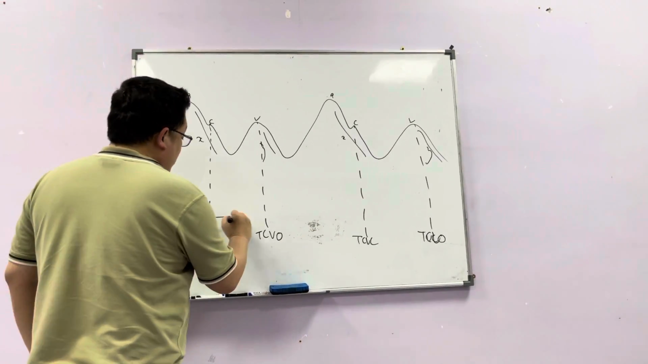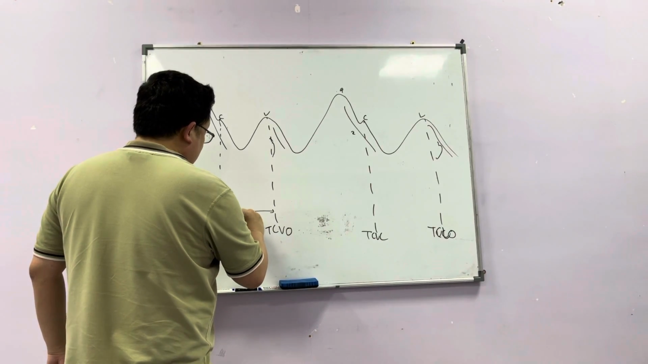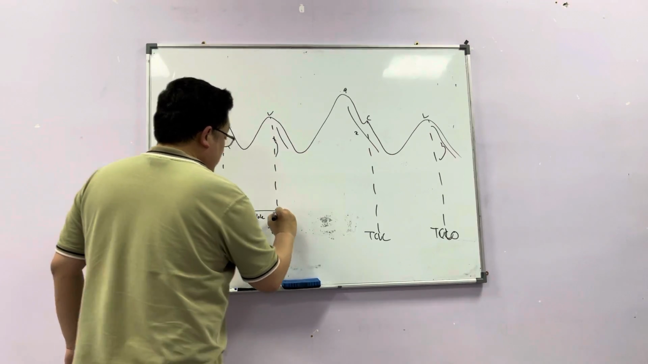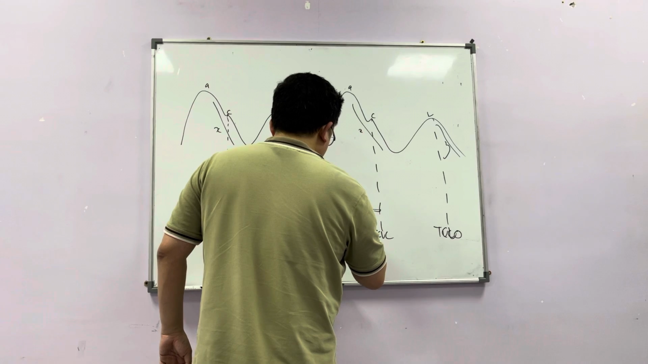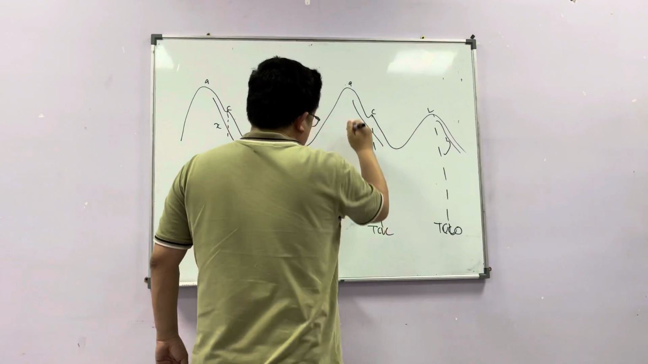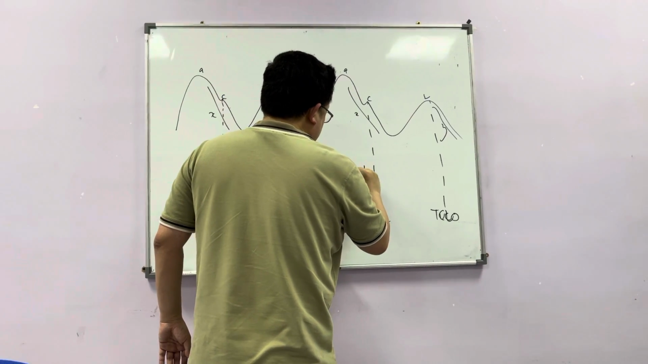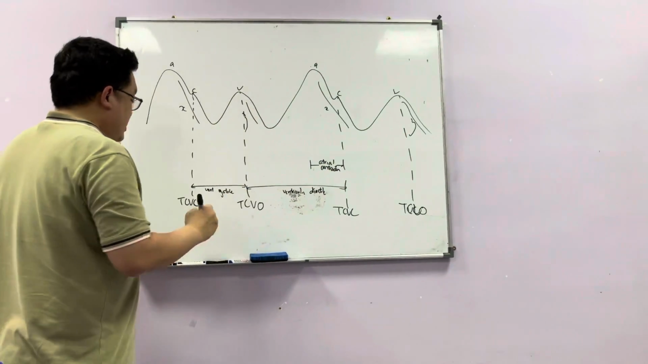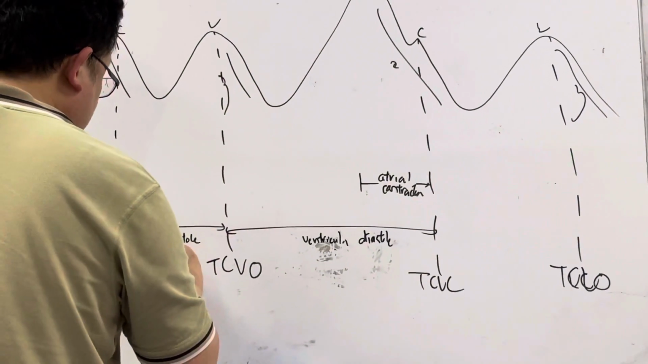Okay, so between closing and opening, this is ventricular systole. Between this one is ventricular diastole. Atrial contraction only happens towards the end, when you need that one kick to increase the amount of blood flow in. Okay, so that means this is when atrial relaxation is happening.